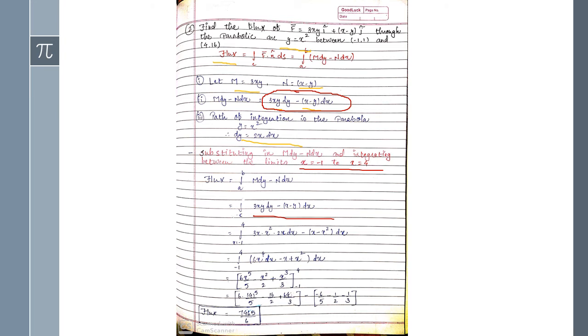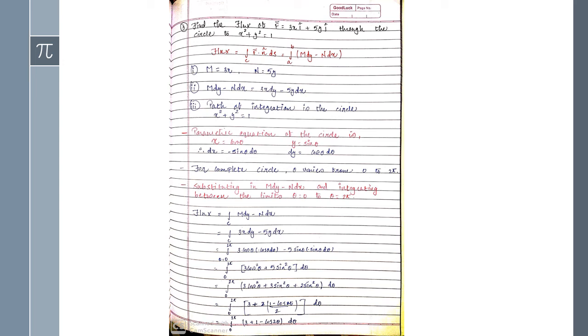Okay, so just putting these values into m dy minus n dx, that is this one. Now converting into the x form, in place of y I will put x square. So here I have put the values, you can see that, and for x the limit will be -1 to 4, that is the x coordinates. Now just do the simplification, you will get the final answer.